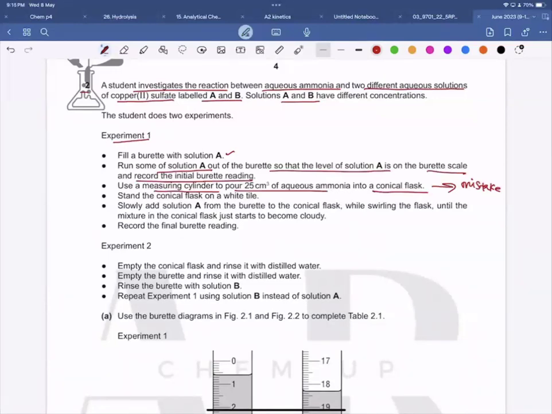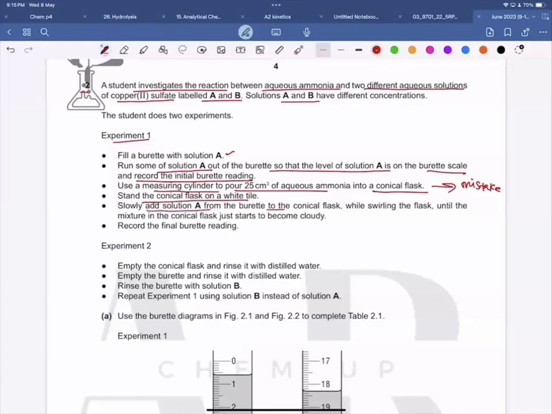So instead of using a measuring cylinder, we will use a pipette, because that is the proper way. The reason is that a pipette measures accurate volume, and a measuring cylinder records approximate volume.